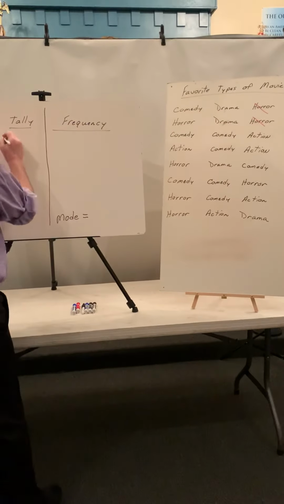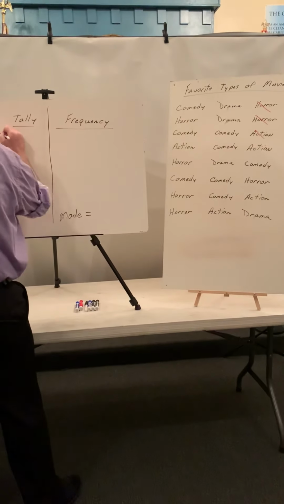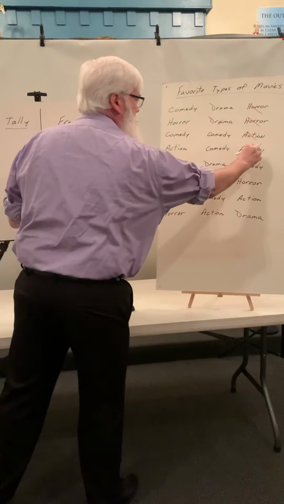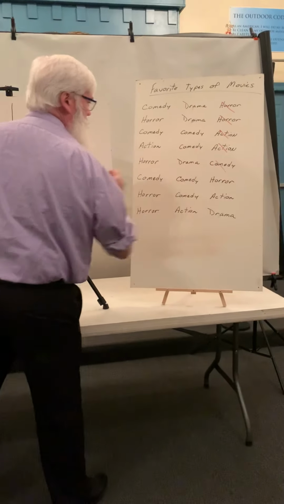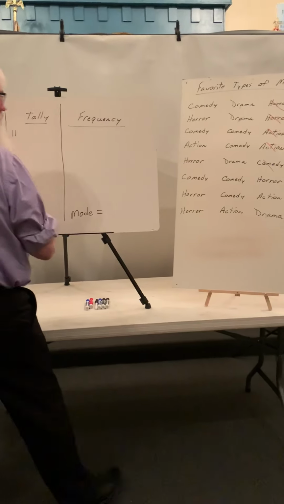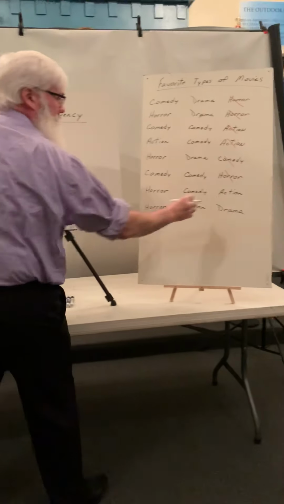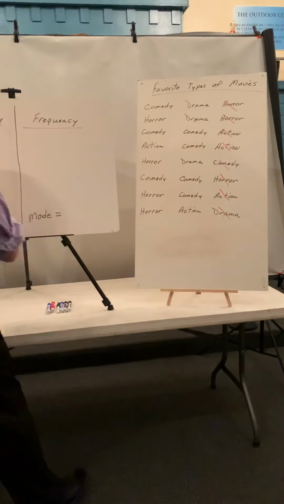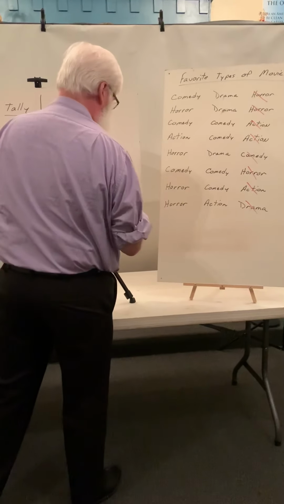Now I have one for action. Another one for action. One for comedy. Another one for horror. Another one for action. And now one for drama. Now I'm going to move on to my middle column.